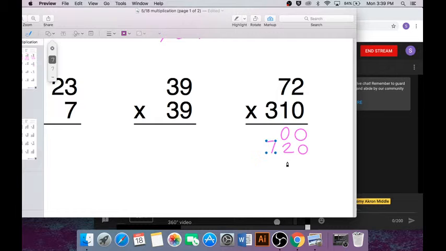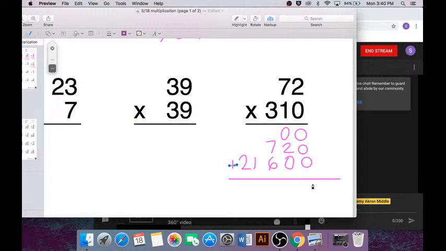Okay, now we're going to move to the 3, so we're going to put 2 zeros to hold our place. Three times 2 is 6. And 3 times 7 is 21. We're going to add those together.